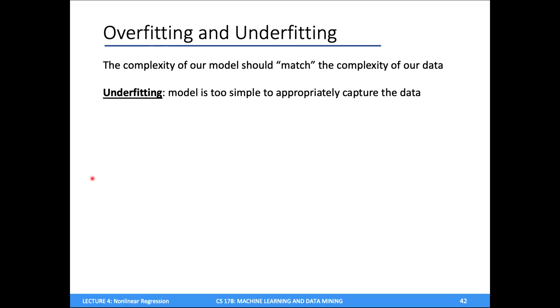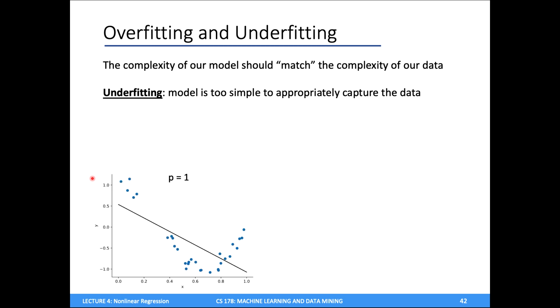If our model is too simple to appropriately capture the data that we have, we're in a scenario called underfitting. Our model is just not good enough to actually capture our data. We see an example of underfitting with this linear regression model on this kind of quadratic-looking data set.